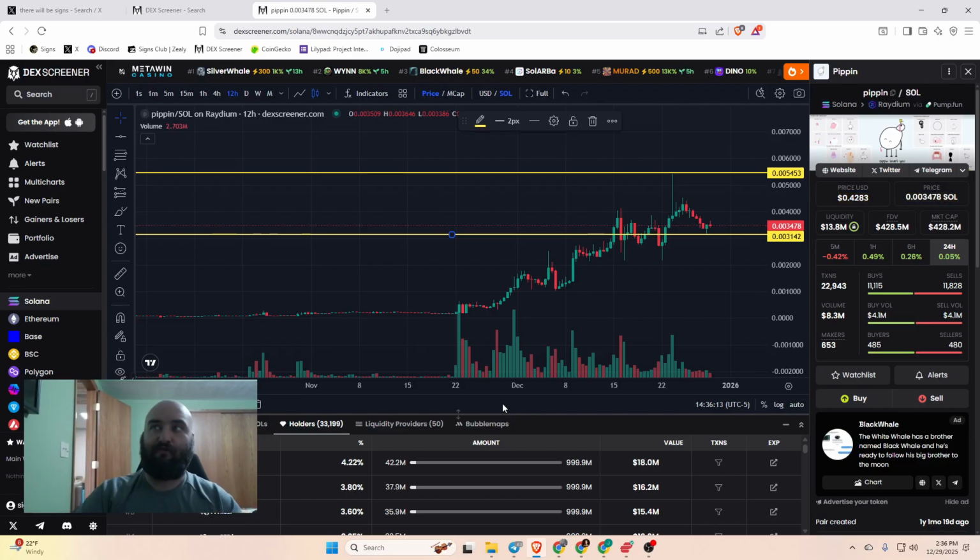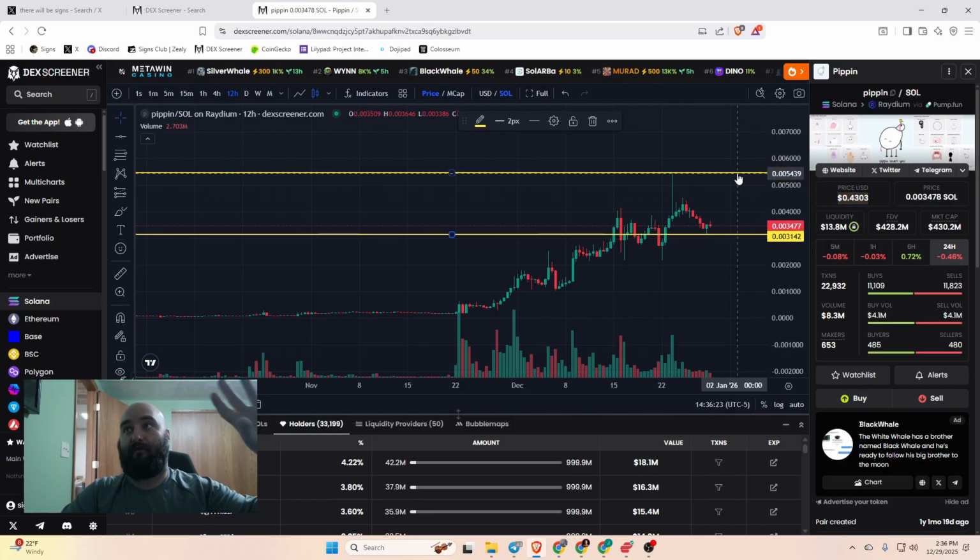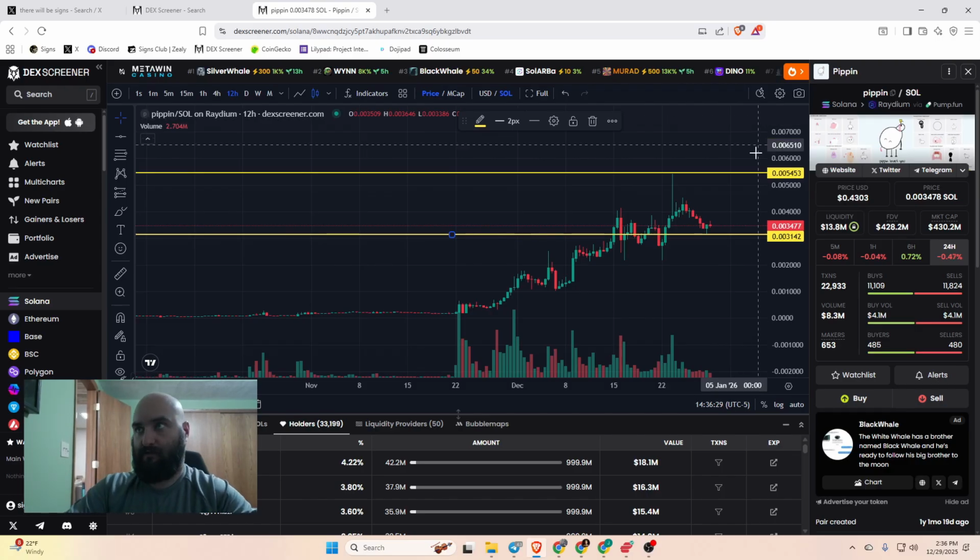Okay, so the difference being like, if you put your Pippin in a pool and then Pippin just skyrockets out of nowhere, at some point once you hit your upper range, your assets will have sold off all for Solana on the way up. So whatever you miss on the upside counts towards that impermanent loss. Same thing for the downside as well.